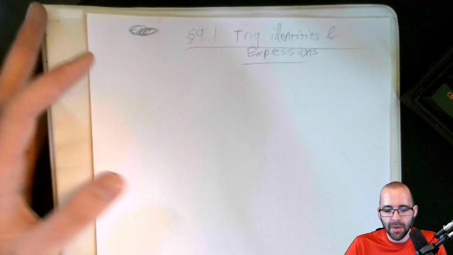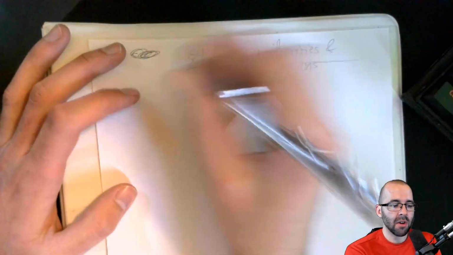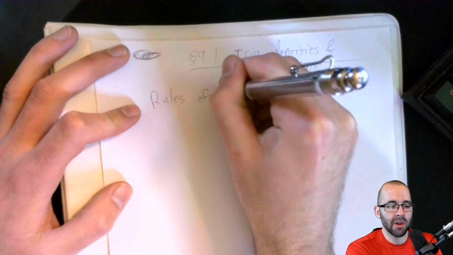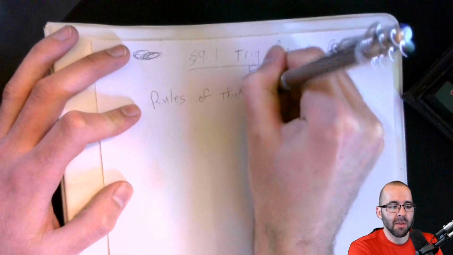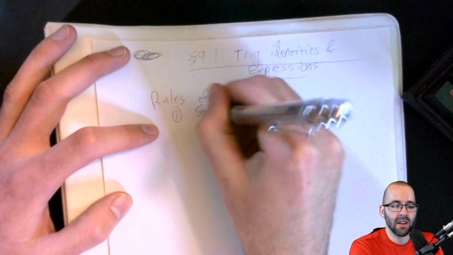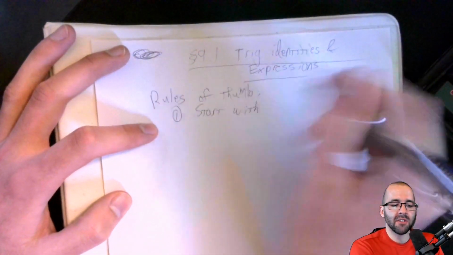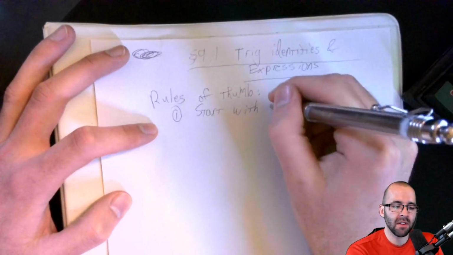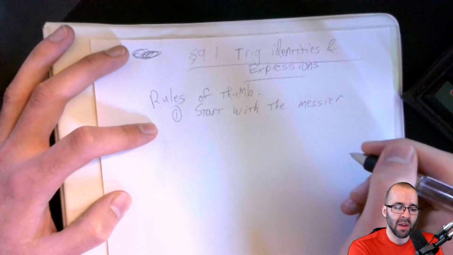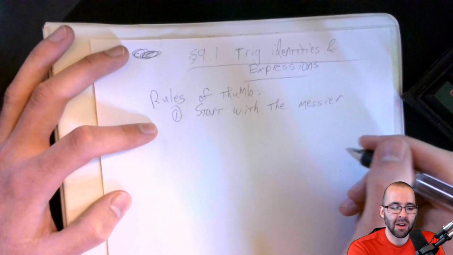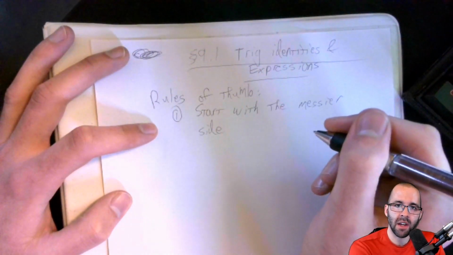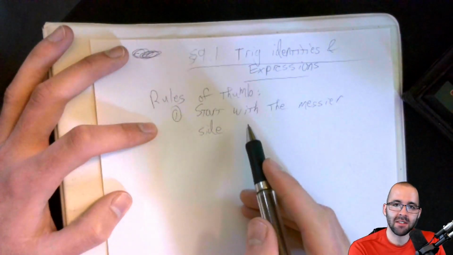So here we go. We're going to start with just some rules of thumb, kind of teach you how to approach these. Because one of the interesting things about these problems is that there's a bunch of different ways to do them. And you never really know which one's the right way, or there are multiple right ways, until you just do it, okay? So start with the messier side.